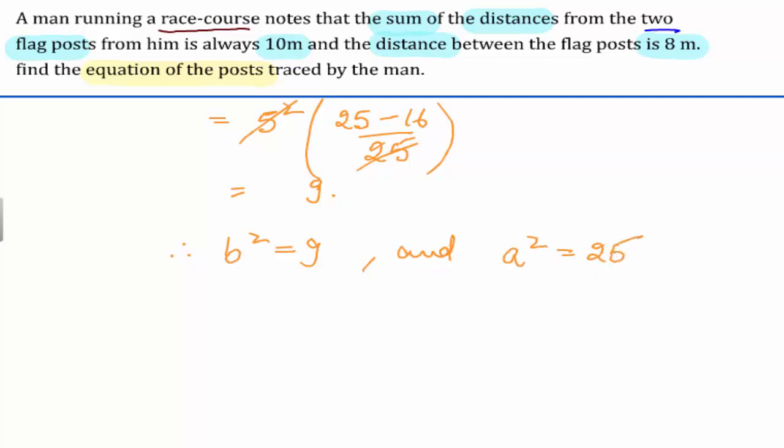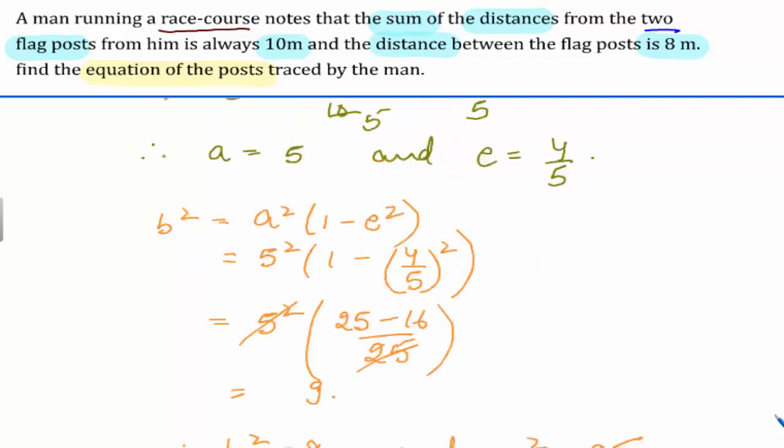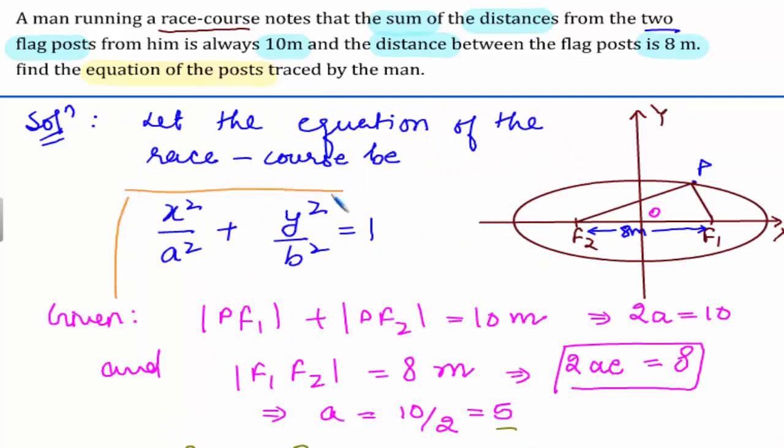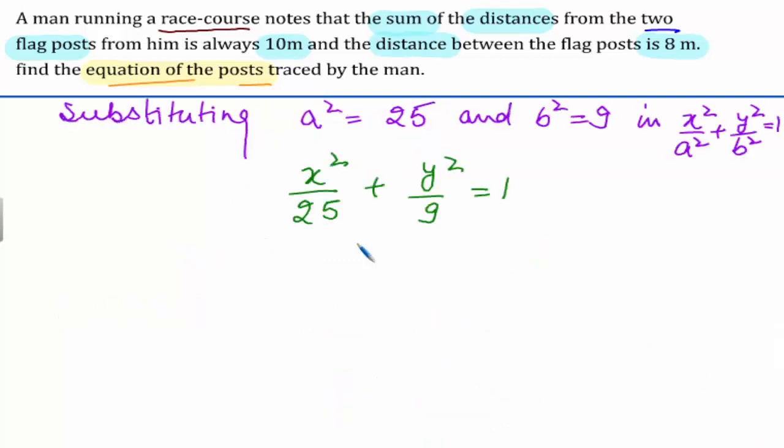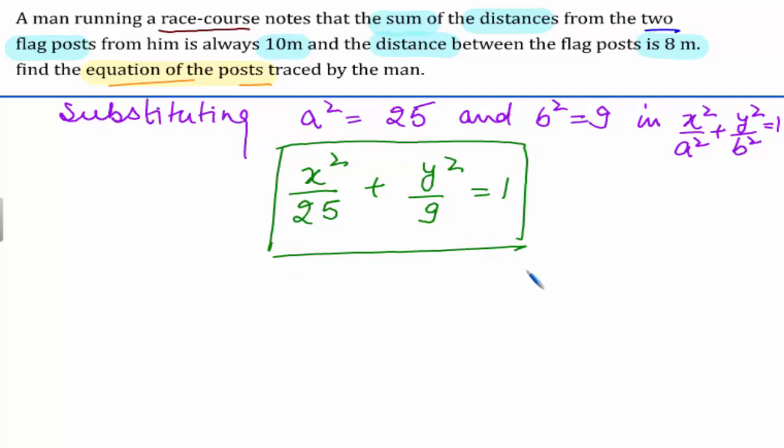Now, substituting the value of a square and b square in this equation to find the equation of the path traced by the man. Therefore, on substituting a square is equal to 25 and b square is equal to 9 in x square divided by a square plus y square divided by b square is equal to 1 gives x square divided by 25 plus y square divided by 9 is equal to 1. So, this is the required equation of the path traced by the man. This completes the solution.